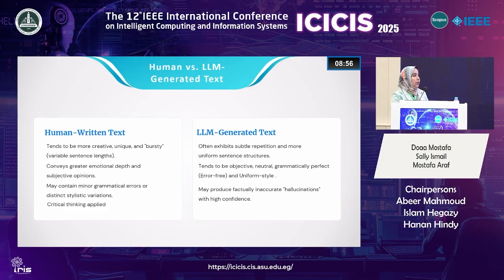Difference between human written and AI text, or large language model generated text. Human written text tends to be more creative, unique, with variable sentence structure, containing minor grammatical errors, and applying critical thinking. But large language model generated texts have repetitive and more uniform sentence structure, tend to be objective, natural, grammatically perfect, and error-free. They may produce inaccurate data.